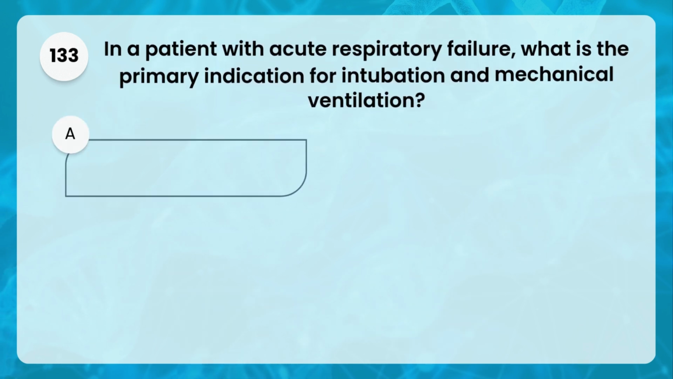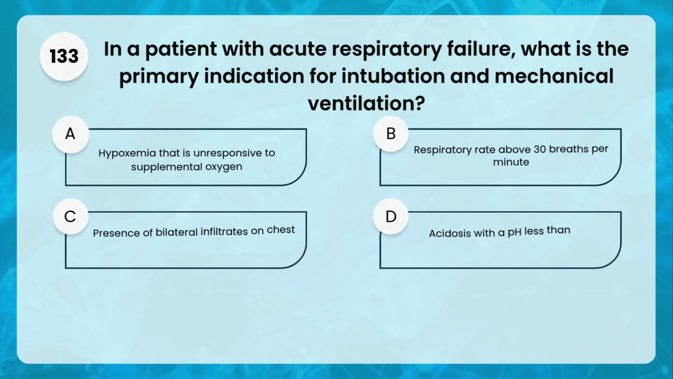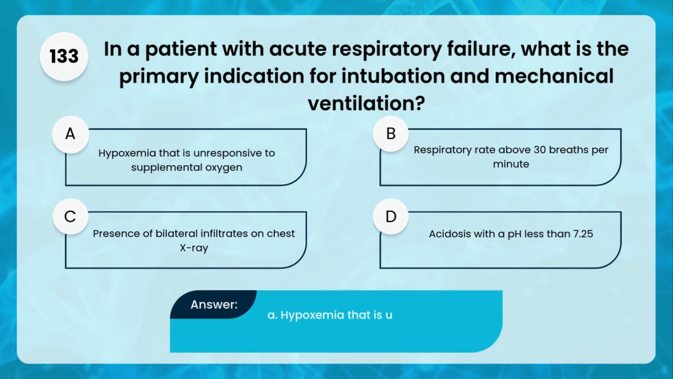133. In a patient with acute respiratory failure, what is the primary indication for intubation and mechanical ventilation? A. Hypoxia that is unresponsive to supplemental oxygen. B. Respiratory rate above 30 breaths per minute. C. Presence of bilateral infiltrates on chest X-ray. D. Acidosis with a pH less than 7.25. The answer is A. Hypoxemia that is unresponsive to supplemental oxygen.